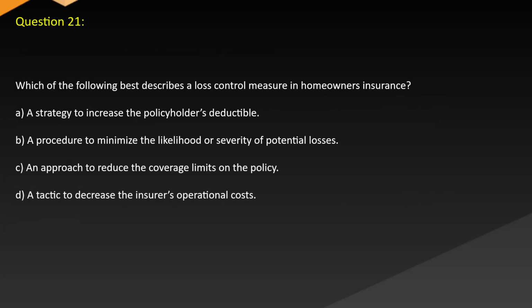Question 21. Which of the following best describes a loss control measure in homeowners insurance? A. A strategy to increase the policyholder's deductible. B. A procedure to minimize the likelihood or severity of potential losses. C. An approach to reduce the coverage limits on the policy. D. A tactic to decrease the insurer's operational costs.